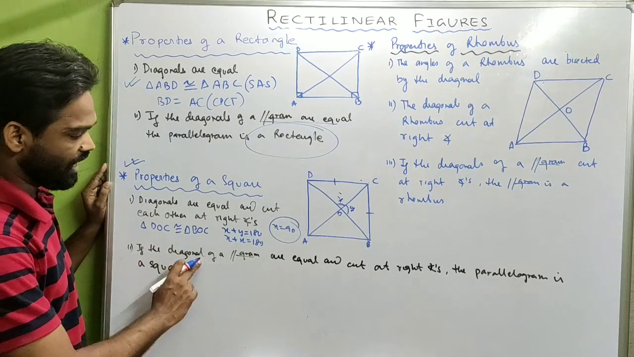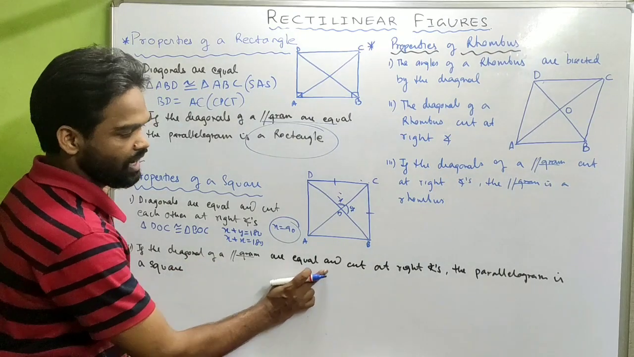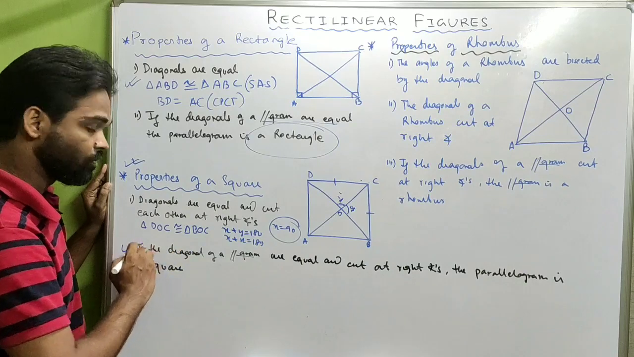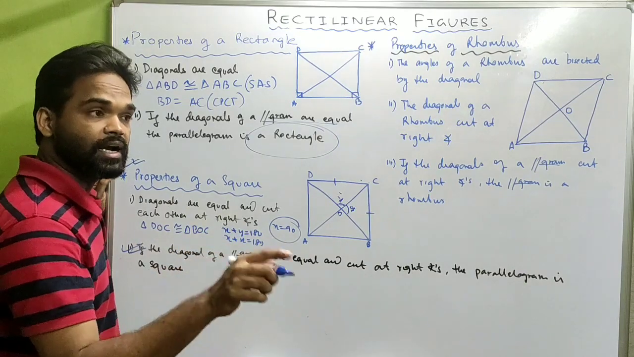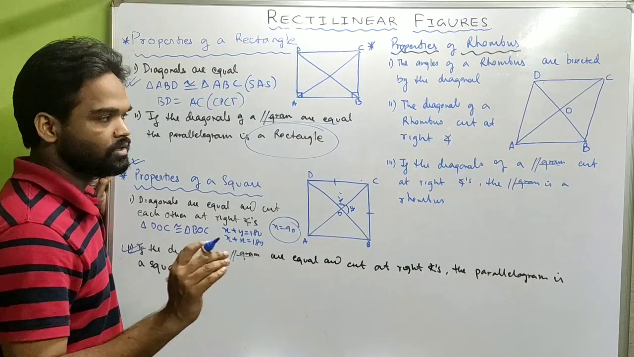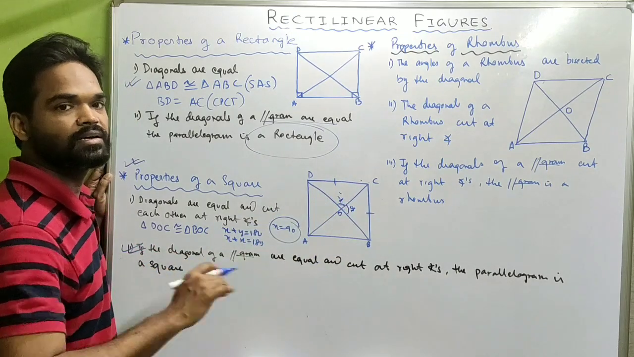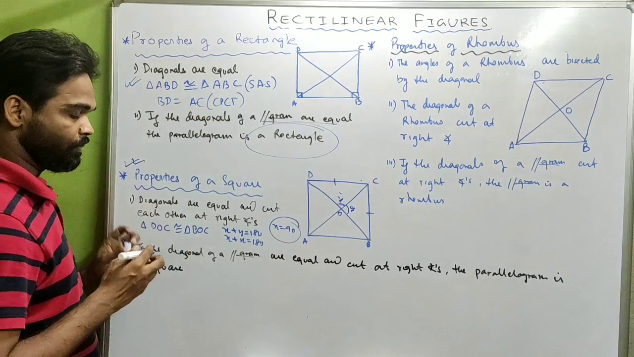Next, if the diagonals of a parallelogram are equal and cut at right angles, the parallelogram is a square. We need this in proving sums where you need to prove that a given parallelogram is a square. Just prove that the diagonals are equal and they cut each other at 90 degrees. Then look at the properties of a rhombus.